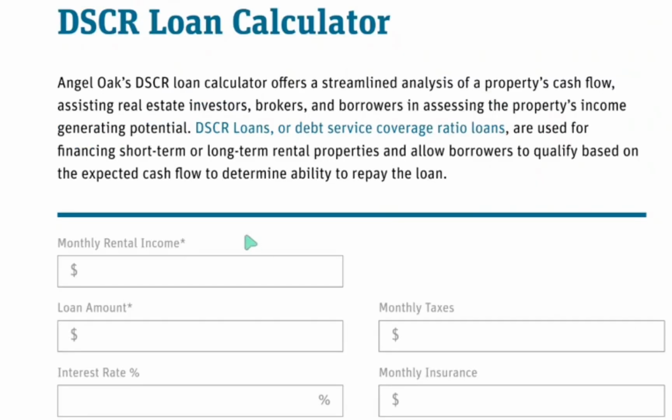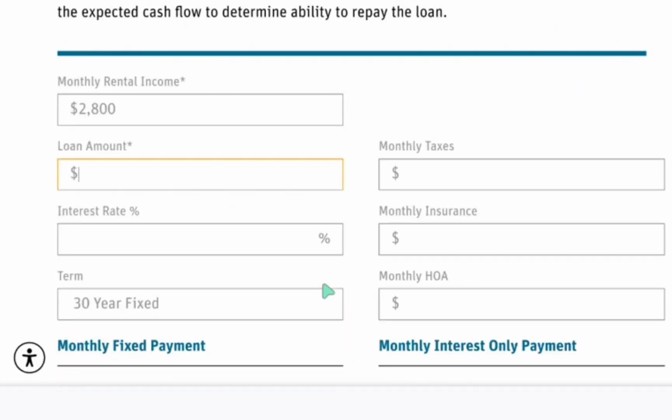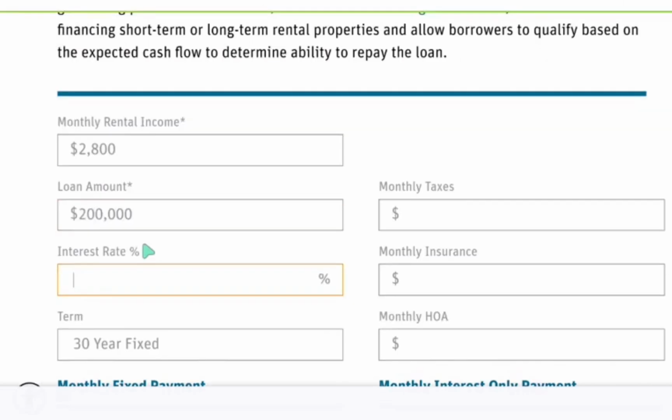Now, Angel Oak Mortgage Solutions does have a DSCR loan calculator. It's not too difficult to calculate DSCR, but if you ever wanted to go over the details, for example, here we would go over the monthly rental income. Let's be a little more realistic in terms of numbers. Let's say $2,800. Let's say the loan amount in this case is going to be $200,000, and the interest rate is going to be 8.9%. Monthly taxes are $250, and the monthly insurance is $150.